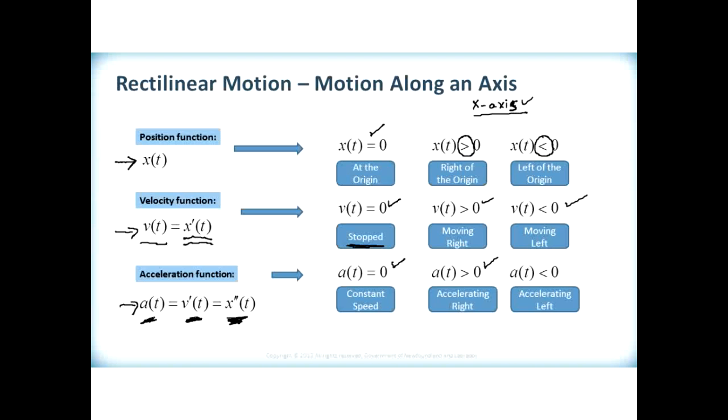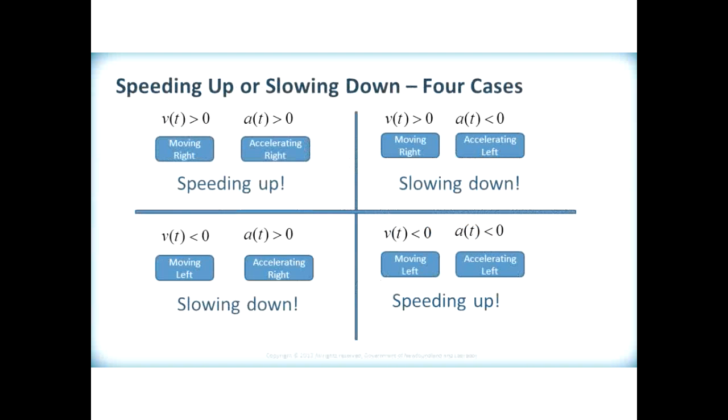And similarly, if our acceleration is negative, we're going to be accelerating to the left. And we have to look at that in detail. How can I be moving in one direction and accelerated in the other at the same time? Well, that's all going to depend on whether you're speeding up or slowing down. So let's take a look at this now.